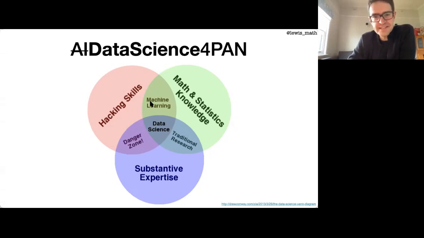Where AI sits in this Venn diagram, I tend to think of AI as sitting at the top of this Venn diagram, sort of pushing outside of the machine learning part of the Venn diagram. It has lots of applications in different areas. But yeah, I see it as a more theoretical arm of machine learning.